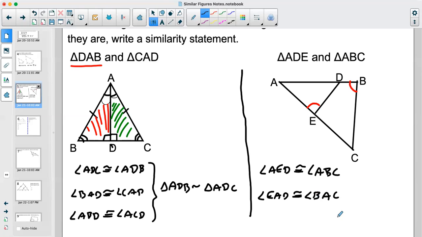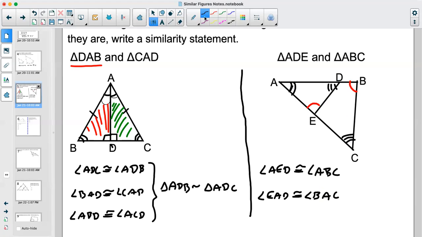So that's good. But the question is, do I know if ADE is the same as ACB? The answer is I don't know if it is or not, but actually I do know. It has to be because if this angle is the same in both and A is the same in both, then this one has to be the same as this one. That's just how triangles work. All three angles have to add up to 180.